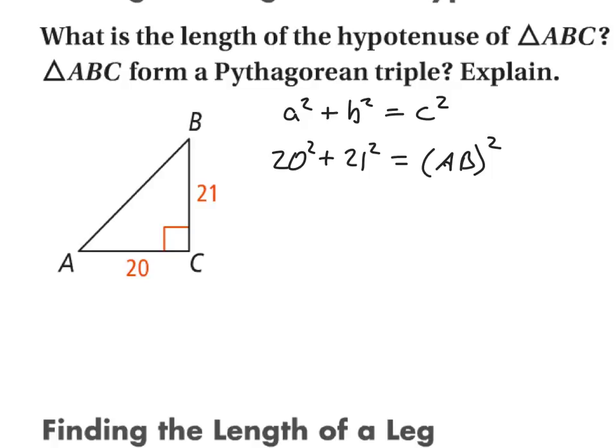So at this stage, we can use our calculators. You probably know 20 squared already. Yeah, 20 squared is 400. What is 21 squared? 441. And that's going to equal A times B squared. I'm sorry, AB squared, not A times B. Shame on me. AB squared. So 400 plus 441 is 841.